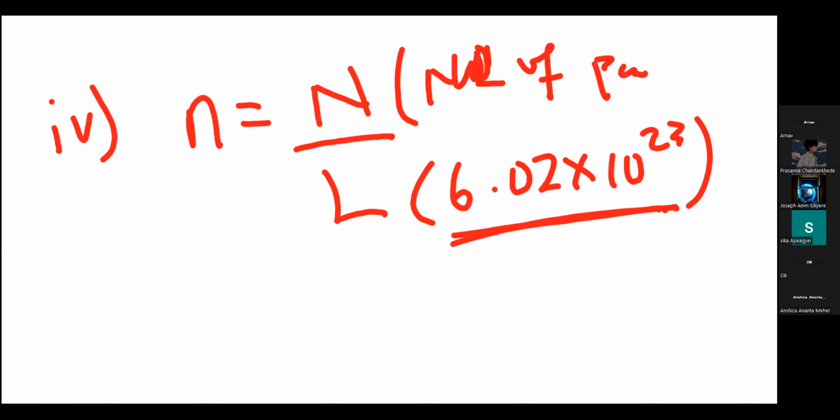So I've given you four formulas that the number of moles is connected to. I'm taking them one after the other: number of moles, small n, alone. I'm giving you four. You should know all four formulas by heart, and based on the instructions in the question, you know which formula to use.